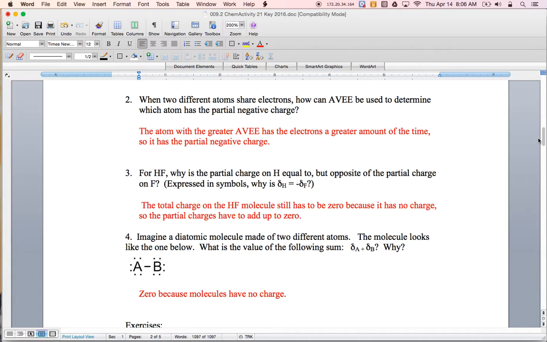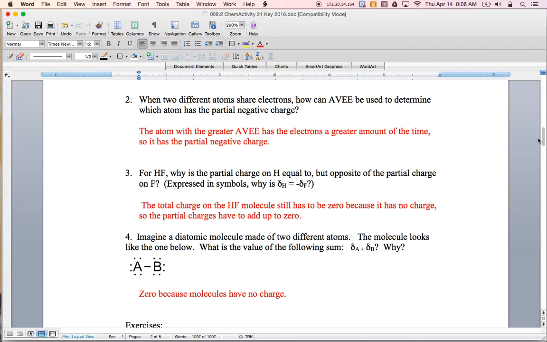In question 2, we have to talk about how average valence electron energy can be used to determine which atom has the partial negative charge. Very simply, the atom with the greater average valence electron energy has the electrons a greater amount of the time because it has a tighter pull on them, so it ends up with a partially negative charge.